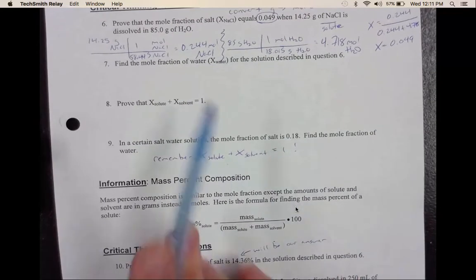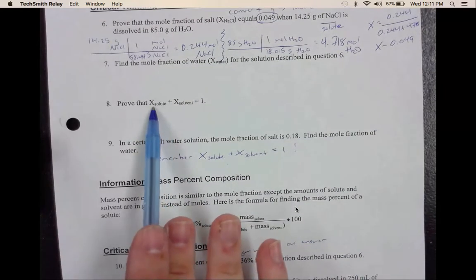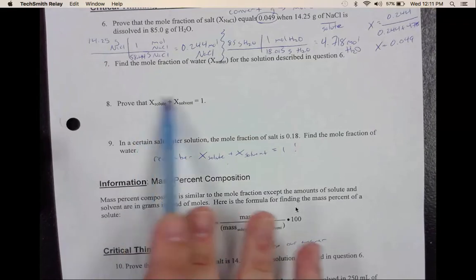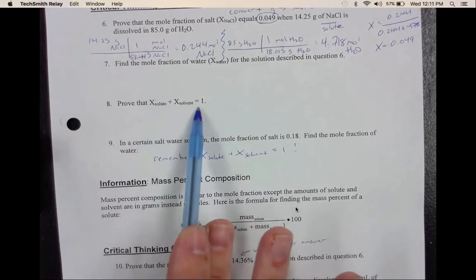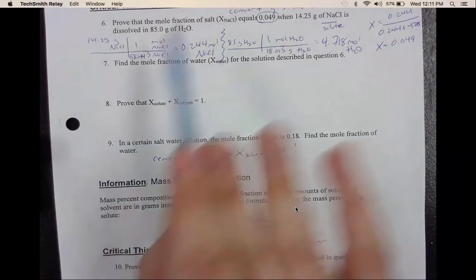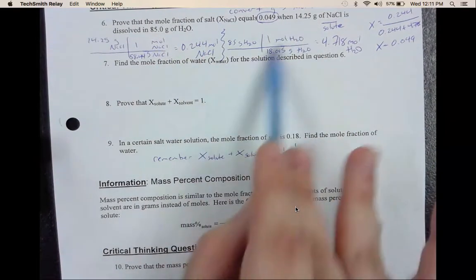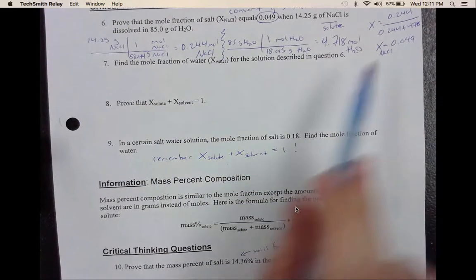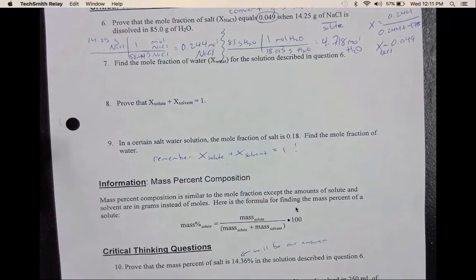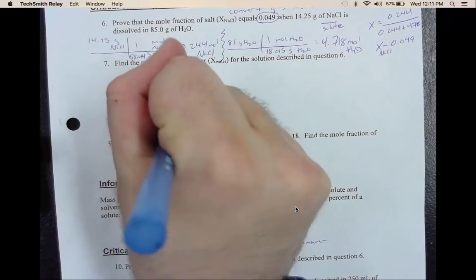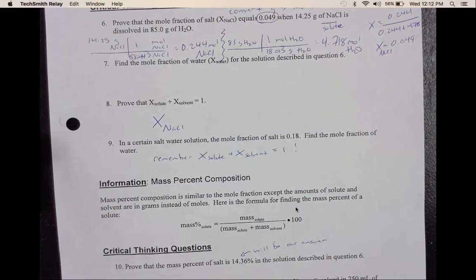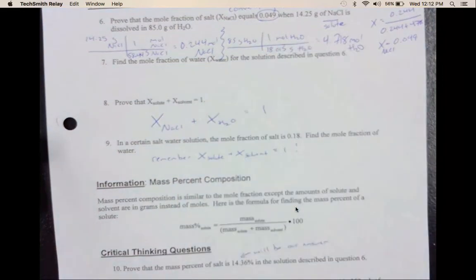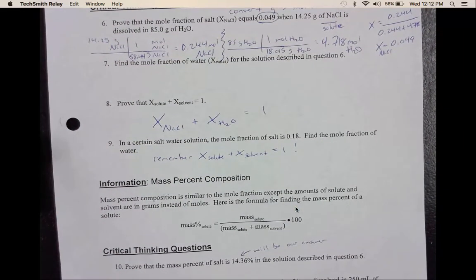Question 8, we're trying to prove that the mole fractions of any solution will add up to 1. So we can prove that by using these values up here that we find. So we know that this is the mole fraction of salt, sodium chloride, and then you just calculate the mole fraction of water. So we can substitute. Our solute is salt, our solvent is water, and when added together, they must equal 1.